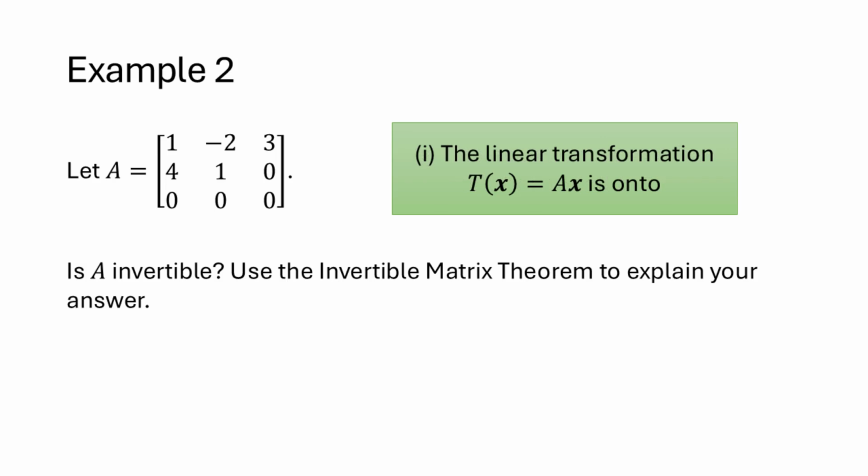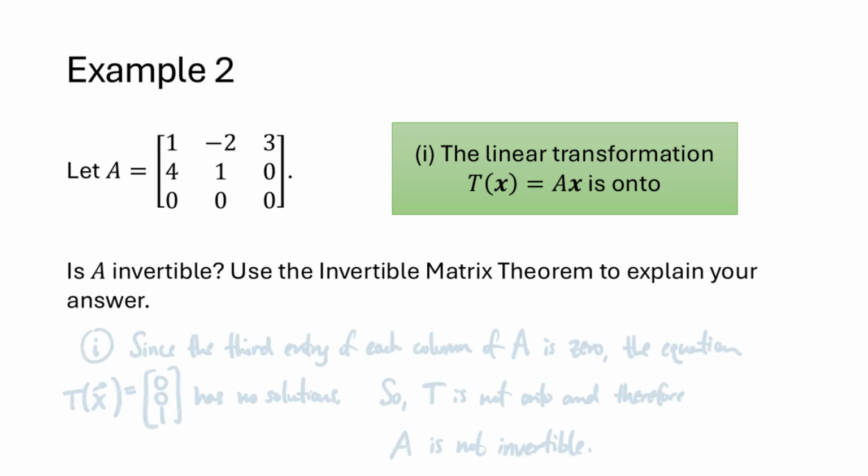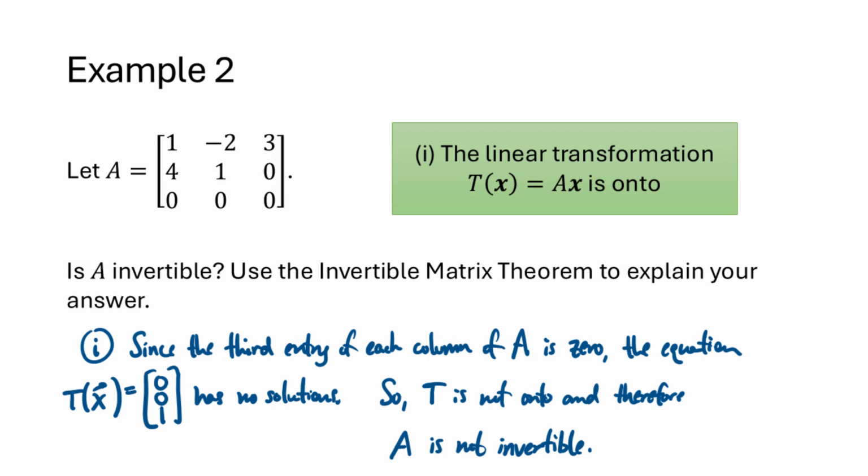A similar argument could also be used to show that the transformation T of x equals AX is not onto, using statement I of our theorem. So similarly, because the equation T of x equals 0, 0, 1 has no solutions, that means that this transformation is not onto. Remember again, we talked about onto back in lecture 20. Onto means that for every vector b in the codomain, the equation T of x equals b has a solution. But if we let that vector b be the vector 0, 0, 1, then the equation T of x equals 0, 0, 1 will have no solution. That means this transformation is not onto, which means by the invertible matrix theorem, our matrix is not invertible.